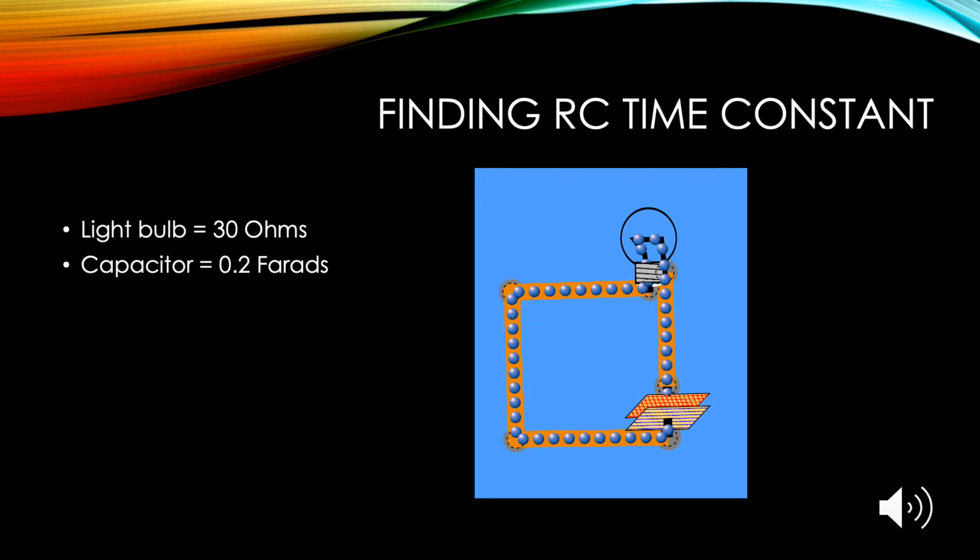The last activity we were tasked with completing was to find the RC time constant for a capacitor in a circuit. To do this, we use a light bulb which has 30 ohms of resistance as well as a capacitor with 0.2 farads of capacitance.